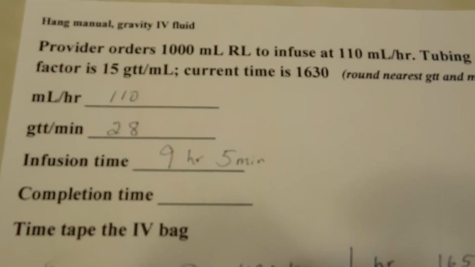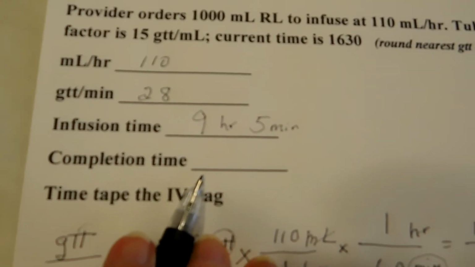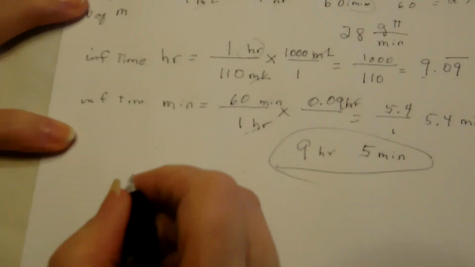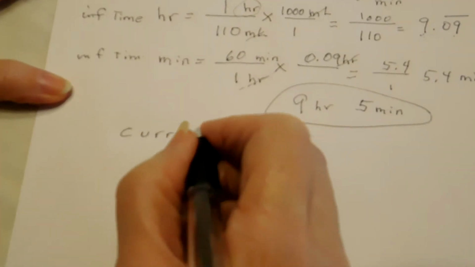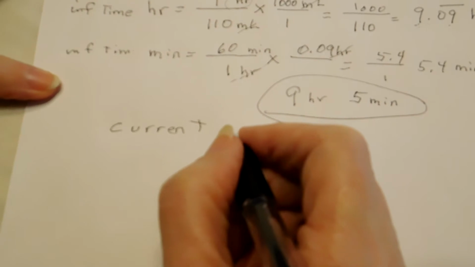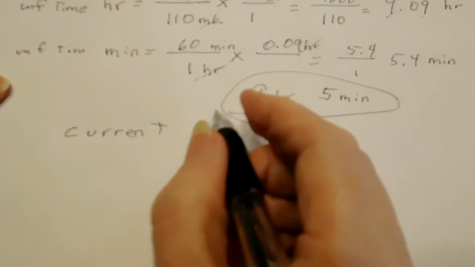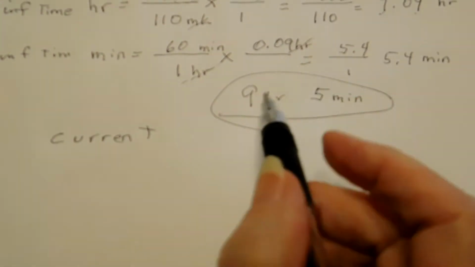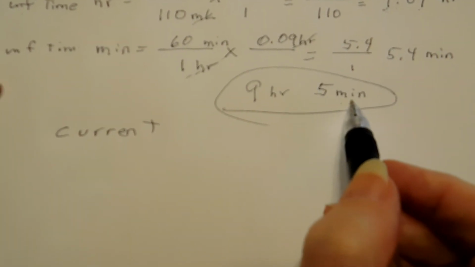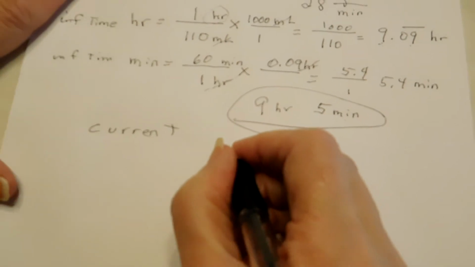The next thing we calculate is completion time. For completion time, we simply take our current time and add our current time to the infusion time. So our current time, we know in the problem, is 1630. So our current time is 1630 plus the 9 hours and 5 minutes.